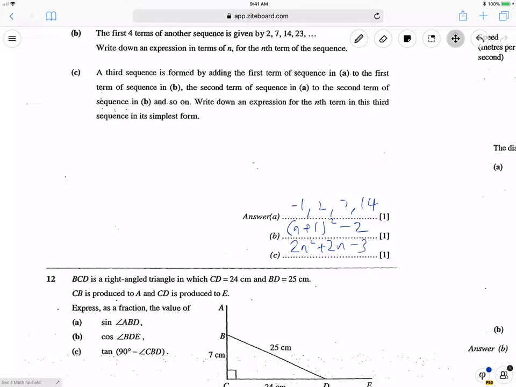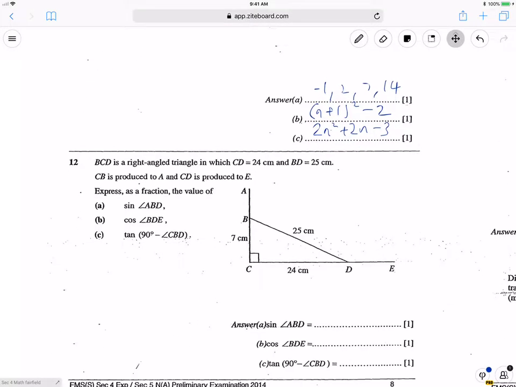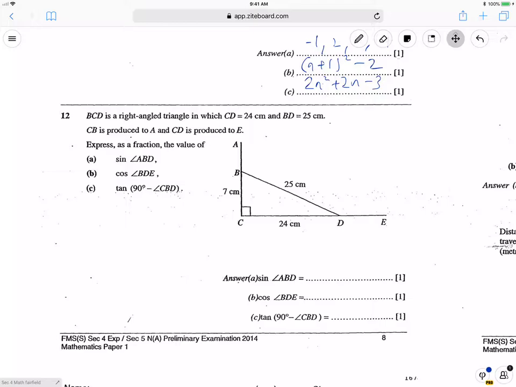Okay, now this type of question I won't go through because it takes a while. Most of the time I do trial and error. So some of it I just skip, and I wait until I have time, then I come back to do this. Okay, 12.